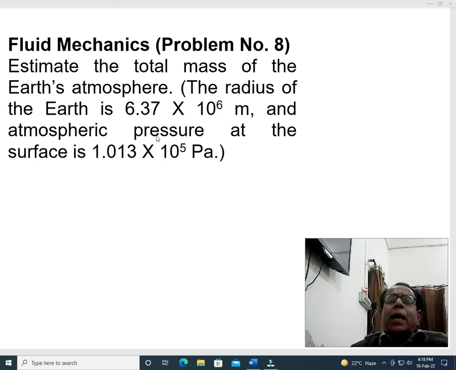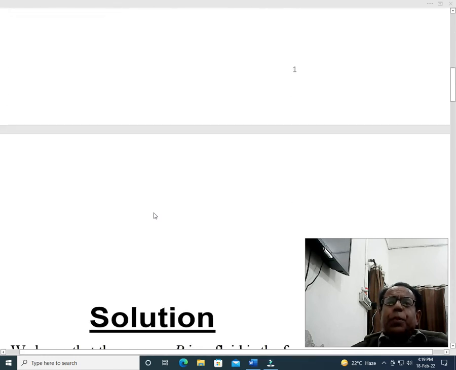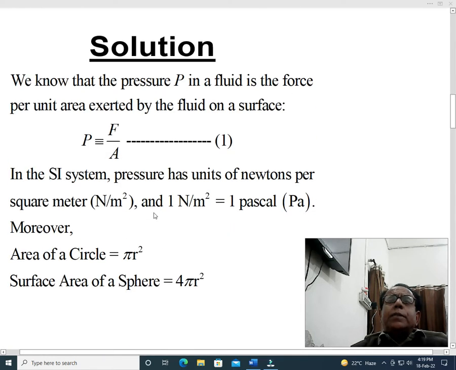And atmospheric pressure at surface is 1.013 times 10 raised to the power 5 Pascal. This is also a constant and can be found from table of constants, usually given in appendix at the end of a textbook of physics. Now we come towards the solution.